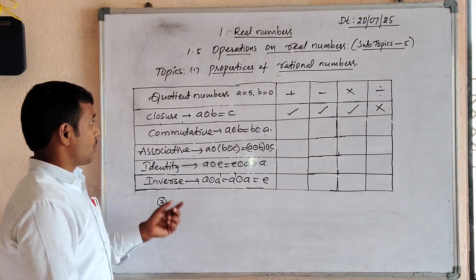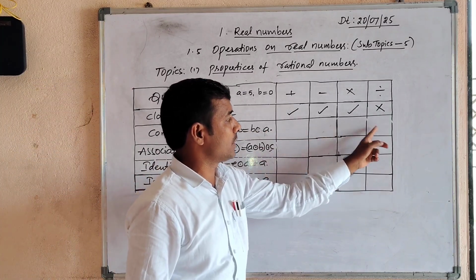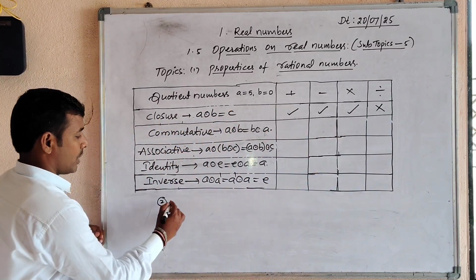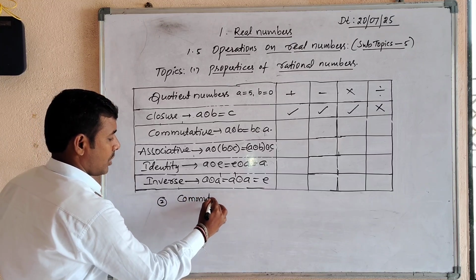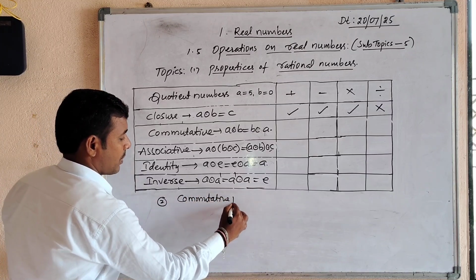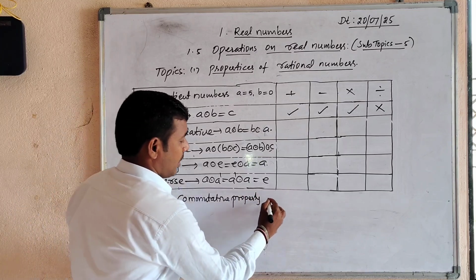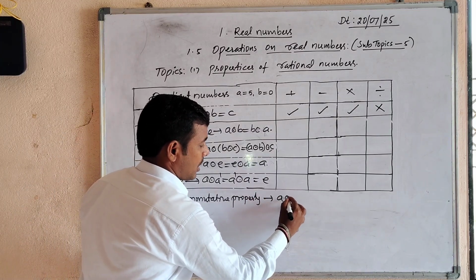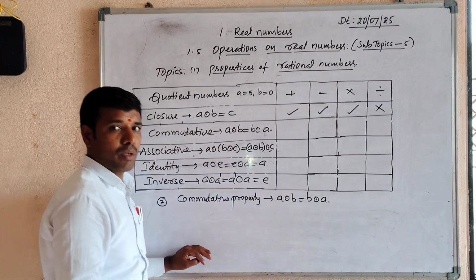Right, students, let us see the commutative property, meaning fill these 4 blanks. Carefully observe. What is the property name? Commutative property. It's a rule, a fundamental rule: A dot circle B is equal to B dot circle A.